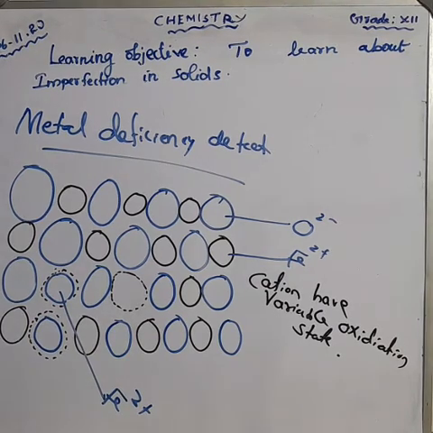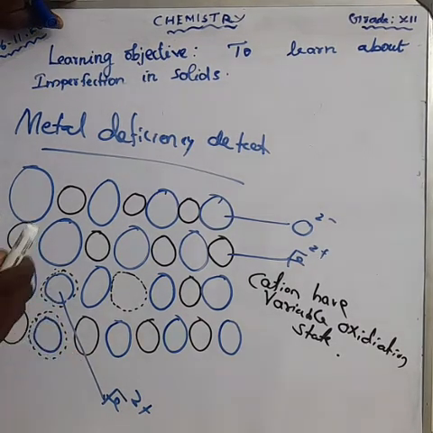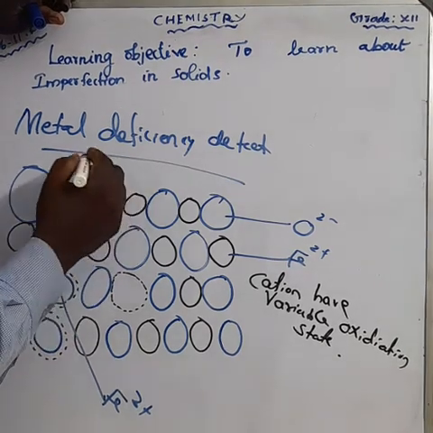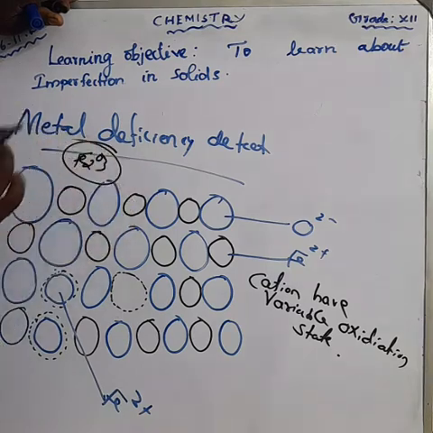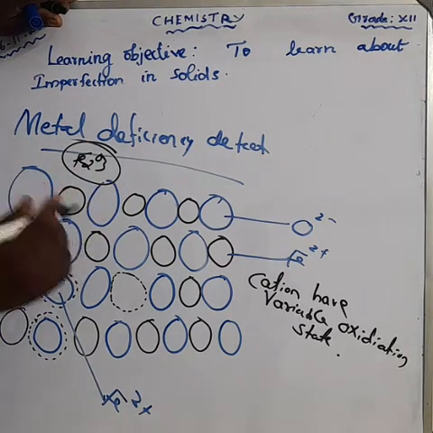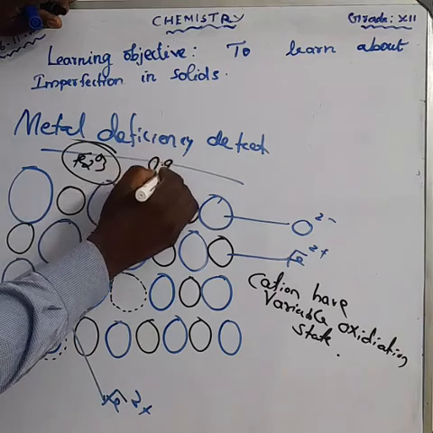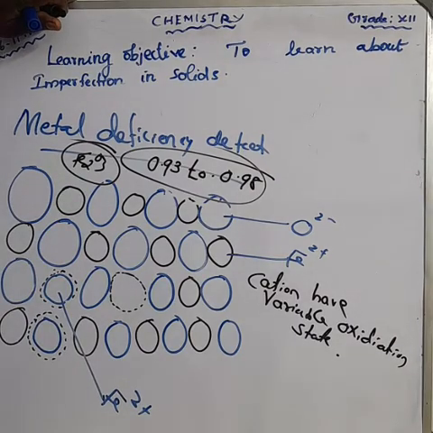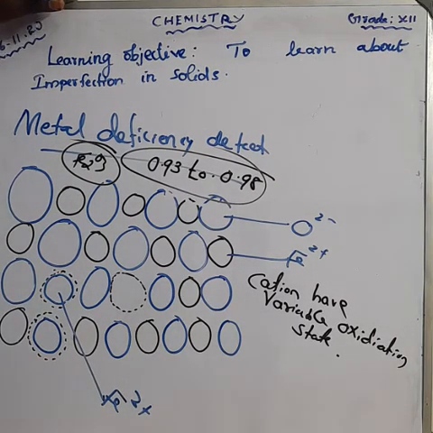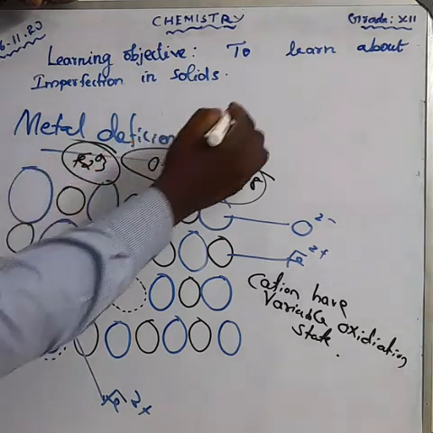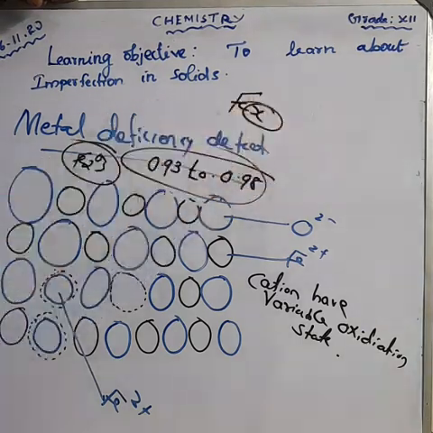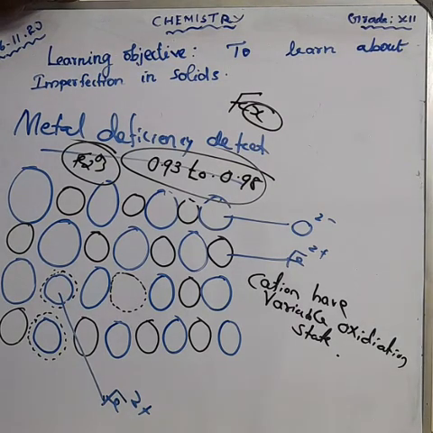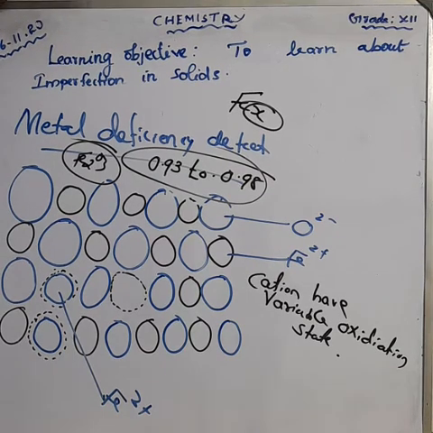So experimentally the general formula of ferrous oxide is found to be FexO. Am I right? This is the general formula, and x ranges from 0.93 to 0.98. This is also very important for the one-word answer.